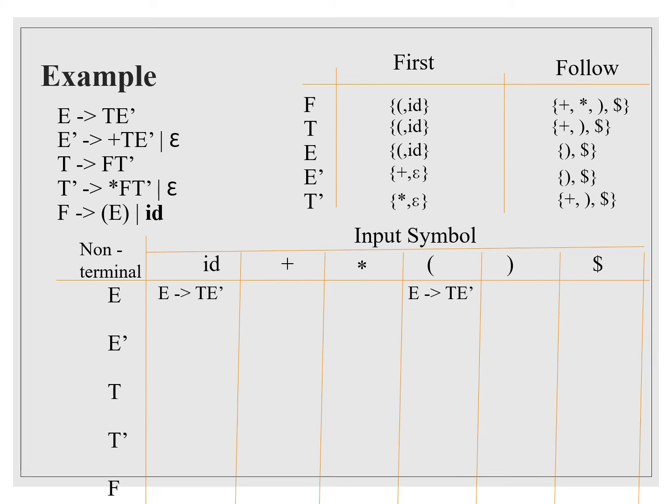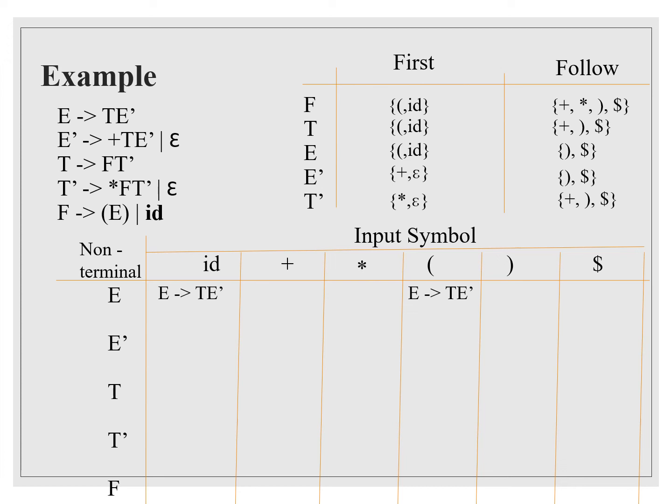But look at the second production, that is E dash derives plus T dash bar epsilon. So here we have two alternatives, right? The right hand side contains two alternatives. What is the first alternative? Plus T dash. So what is the first symbol here? Plus. What is the first of plus? It is plus itself. Therefore, where we have to add the first alternative? In the column entry plus. Therefore, in the row E dash, column plus, E dash derives plus T dash can be added.